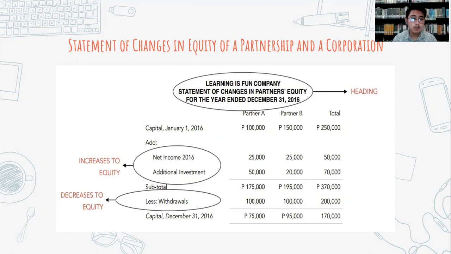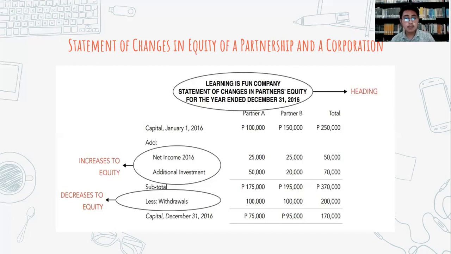The beginning capital, which is January 1, 2016. So ilan yung binigay ni partner A, ilan yung binigay ni partner B. Kasi of course, you need to total it. Then after that, we need to add the increase in owner's equity. So we write the net income in year 2016. So for example, merong 25,000 pesos and 25,000 for partner A and partner B, we have a total amount of 50,000 pesos. Then of course, after that, we need to write the additional investment.